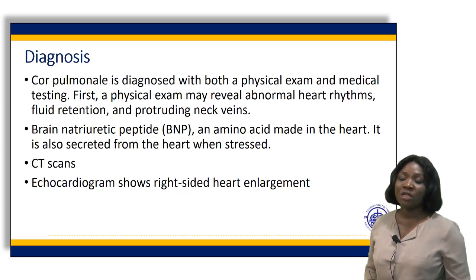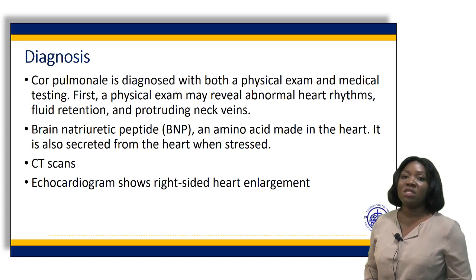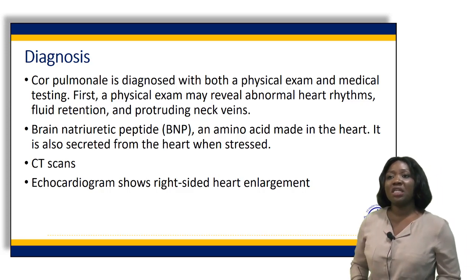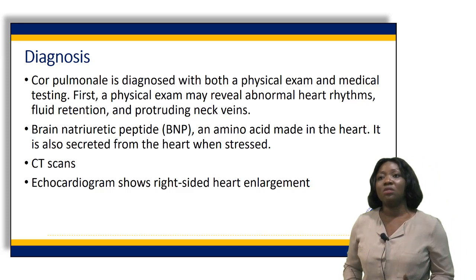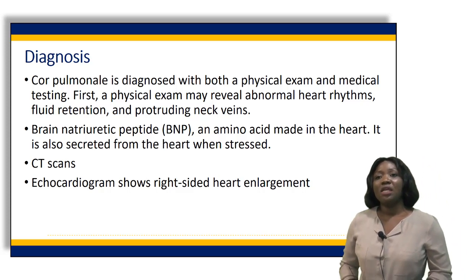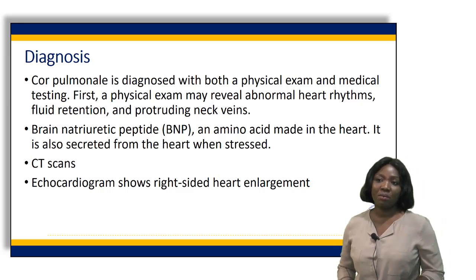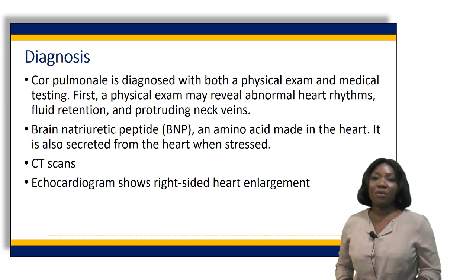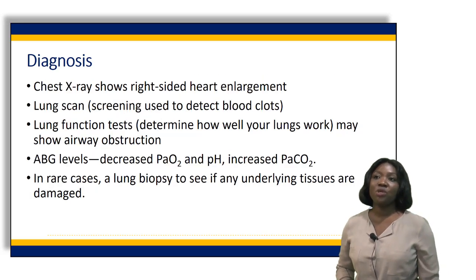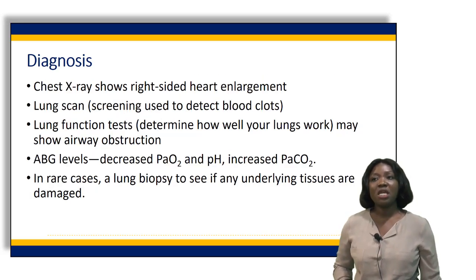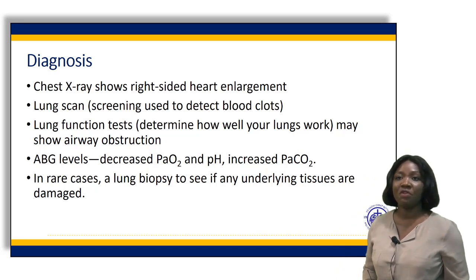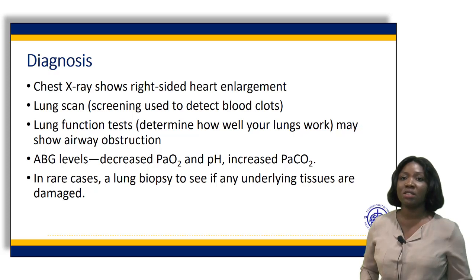When checked, brain natriuretic peptide, which is a hormone secreted by the heart when it is stressed, will be high. CT scans can also be done, including an echocardiogram, which will show a right-sided heart enlargement. Chest X-rays can also show enlargement, and when you want to see if it's a pulmonary embolus, a lung scan can be done to detect clots.